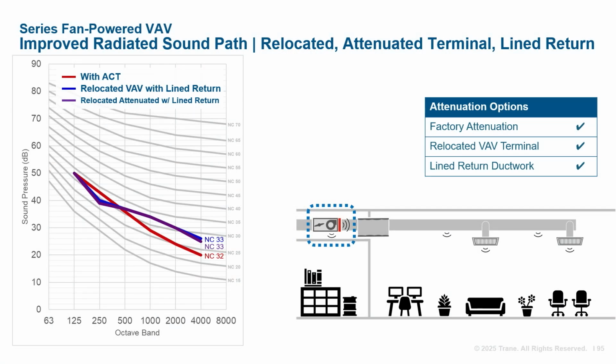So, what if we install that attenuated VAV box over the adjacent space and use the short, lined return duct to further reduce radiated sound? The purple line represents this installation. Notice how the purple line is nearly atop the previous configuration in dark blue. When simplifying the octave band data to single number descriptors, the results are the same as well.